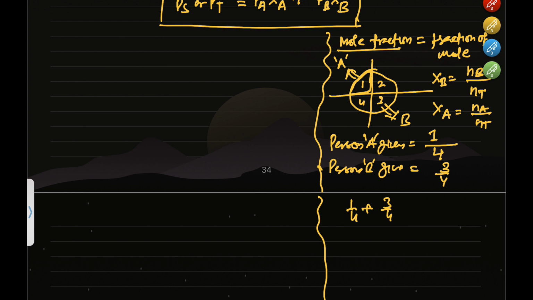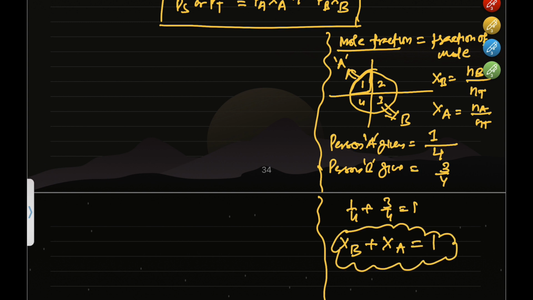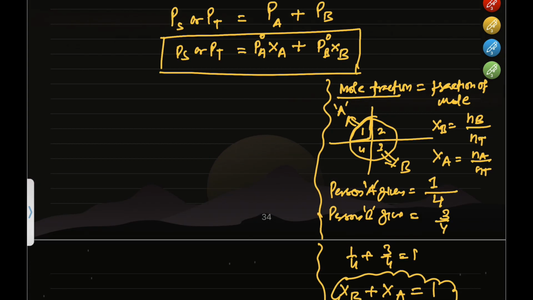1/4 plus 3/4 is equal to 1. Similarly, the mole fraction of B plus the mole fraction of A is equal to 1. Keep in mind, if we know the mole fraction of component A, we can find the mole fraction of component B by subtracting from 1.